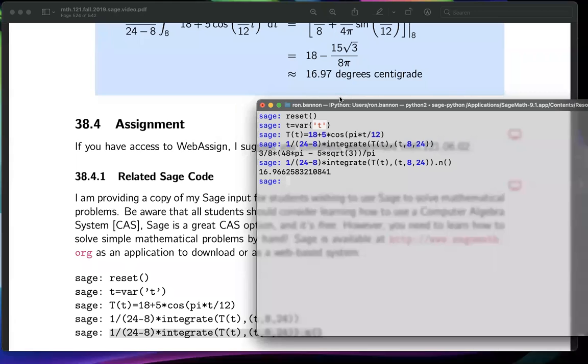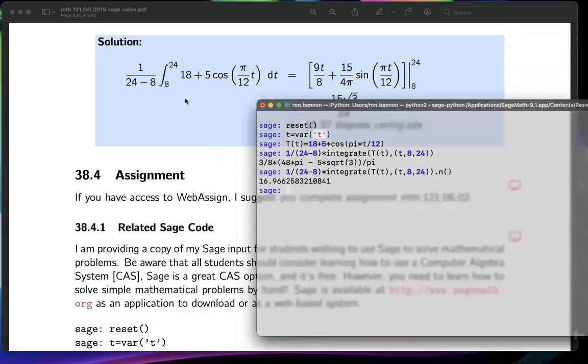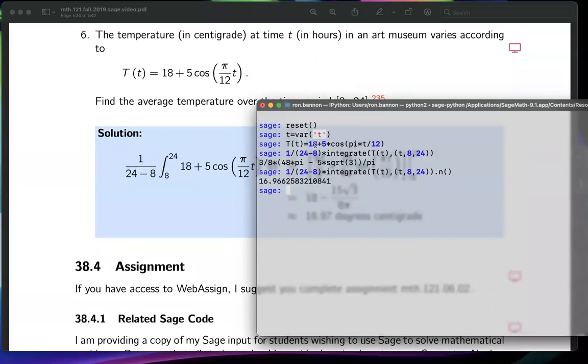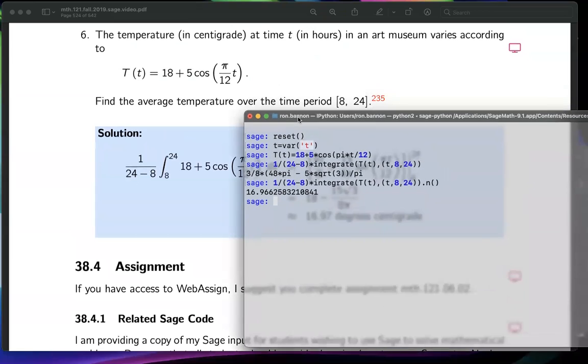Let me just review what we did over here. I reset, a clean sheet of paper for Sage, so to speak. I got a variable t. I told Sage what the function was. It's 18 plus 5 times the cosine of pi times t divided by 12. Then I did the average value. That's all I've done: the average value of that function on the interval from 8 to 24. So it's 1 over 24 minus 8, times the integral of the function with respect to t between 8 and 24. Pretty easy to write down. I can do that because I understand how to formulate the problem.